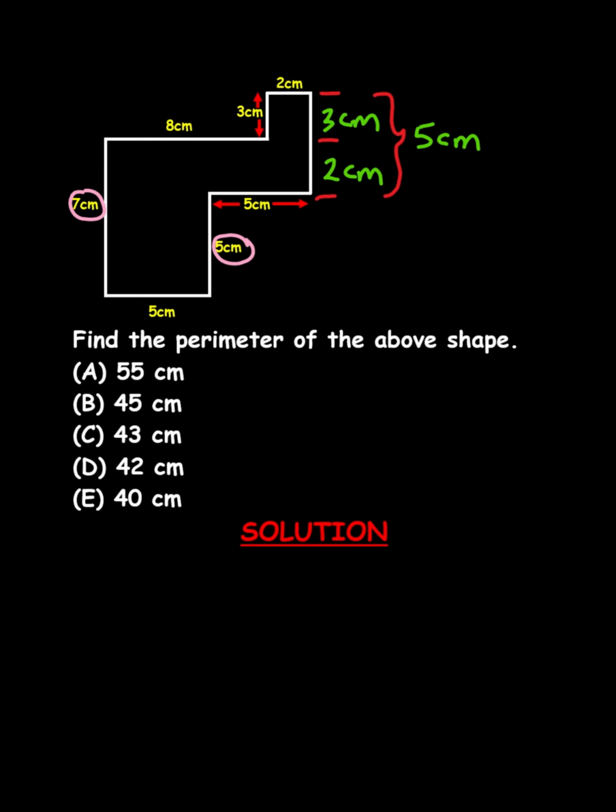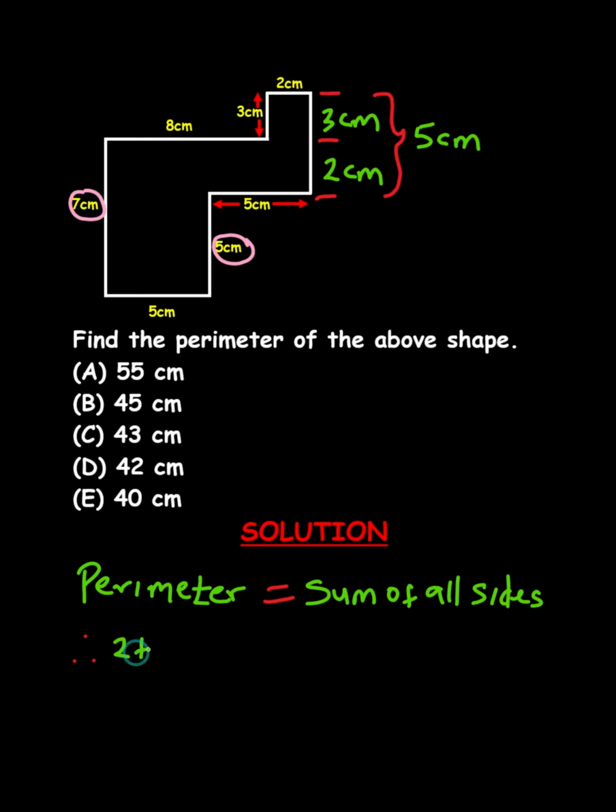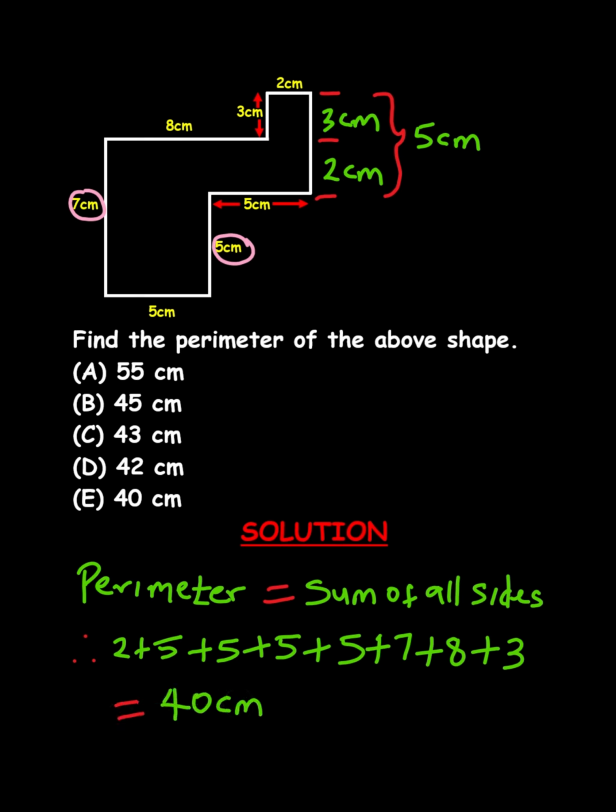Know that the perimeter of an irregular polygon equals the sum of all sides. Therefore, 2 plus 5 plus 5 plus 5 plus 5 plus 7 plus 8 plus 3 equals 40 centimeters. The correct answer is E.